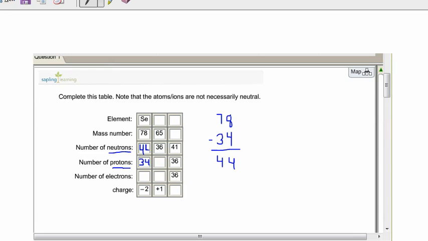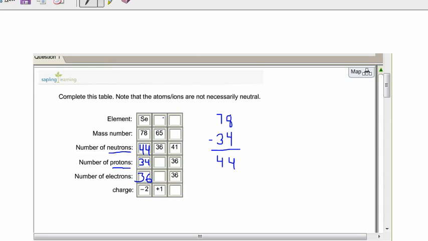Now, last, let's look at number of electrons. I'm told that the overall charge is -2. That means I have 2 more electrons than protons. So therefore, if I have 34 protons, I've got to have 36 electrons.